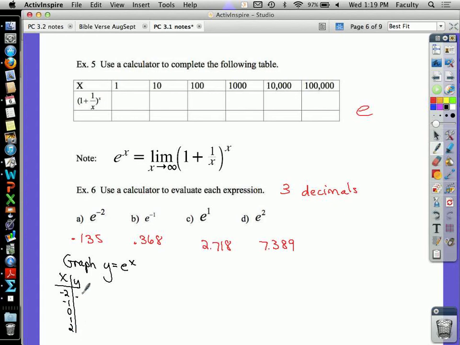Okay, so at negative 2, I'm getting 0.14 if I'm rounding. Negative 1 is 0.37. At 0 is 1, 2.72. And then 7.39. So let's make a little sketch here.